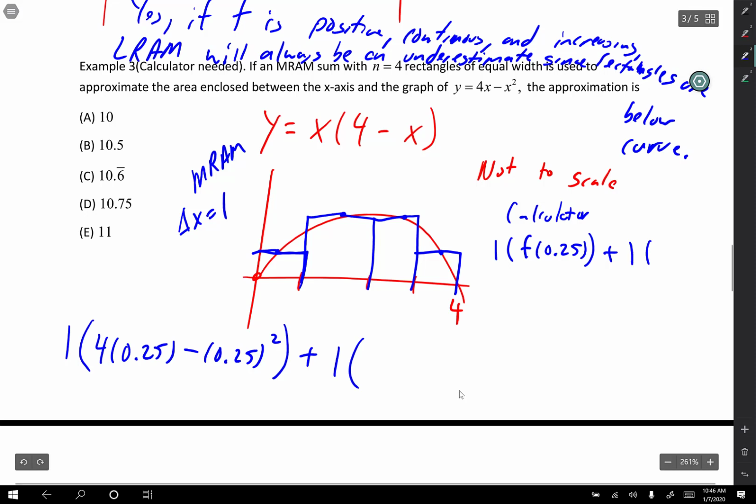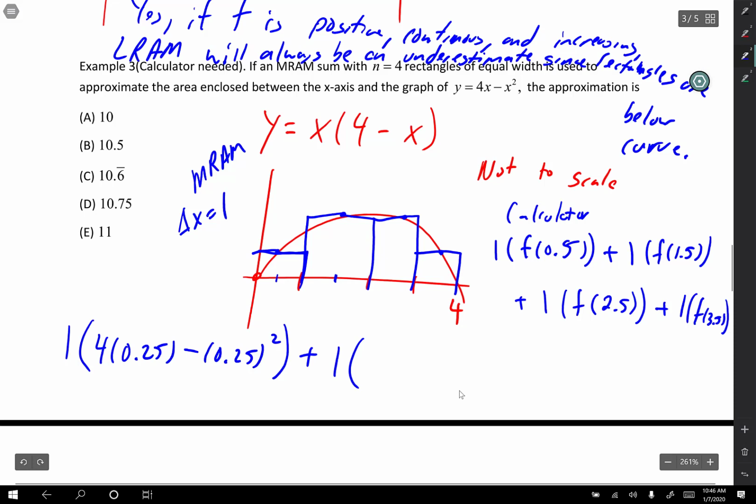Plus 1 times f of, oh, that's not 0.25, guys. How come you guys didn't correct me? Yeah, that's 0.5, and then what's this other one here? 1.5? And then plus 1 times f of 2.5 plus 1 times f of 3.5.